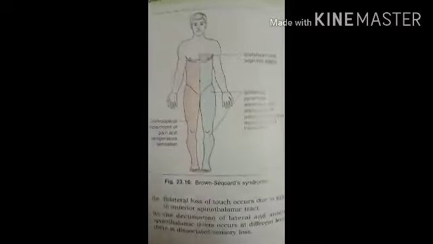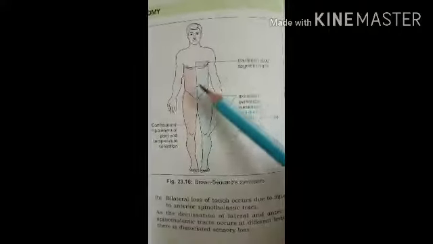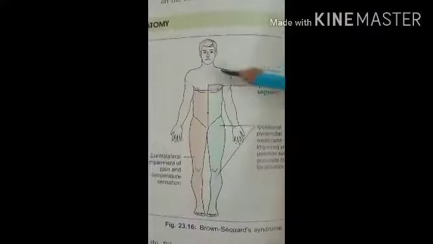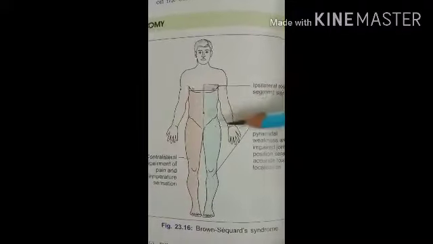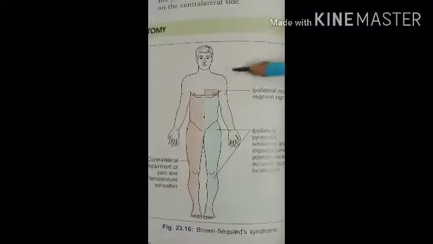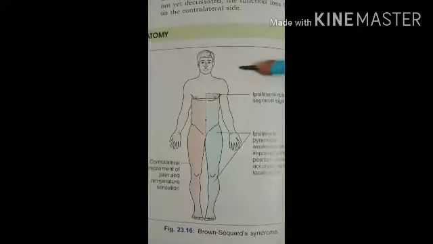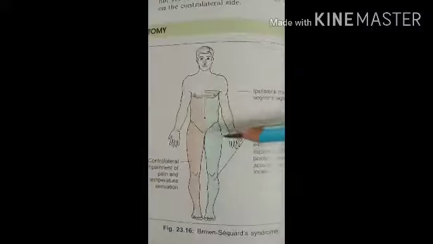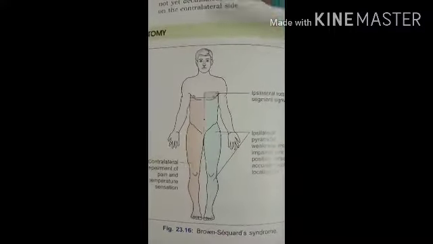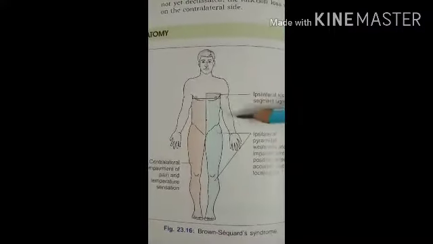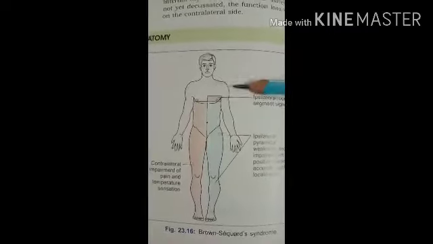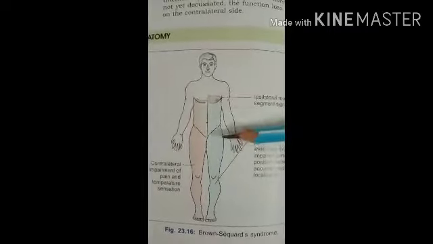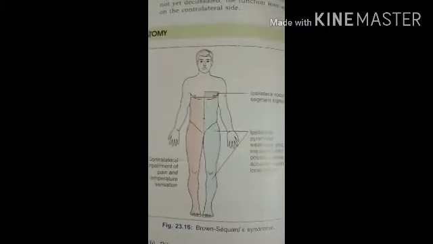Then next, Brown-Sequard syndrome. Here in this diagram you can see the Brown-Sequard syndrome. It is caused by hemisection of the spinal cord. The effects occur below the level of the lesion: ipsilateral upper motor neuron type of paralysis, that means spastic paralysis, below the level of the hemisection.